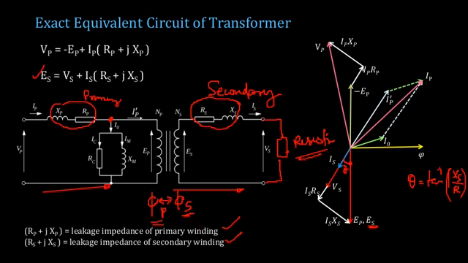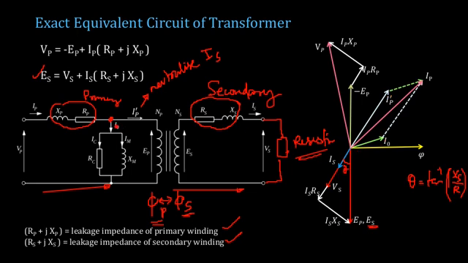So what happens? I am calling this the IP dash. This IP dash is to neutralize IS. But because of the turns ratio, IP dash will be much higher than IS. Okay, you can assume it like that, and IP dash will be opposing it like this.